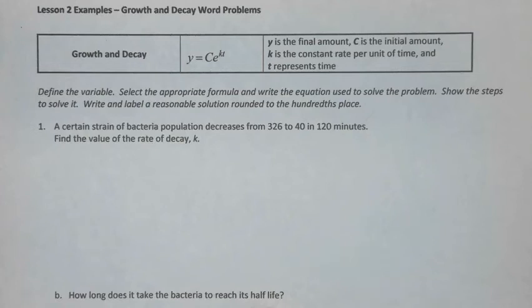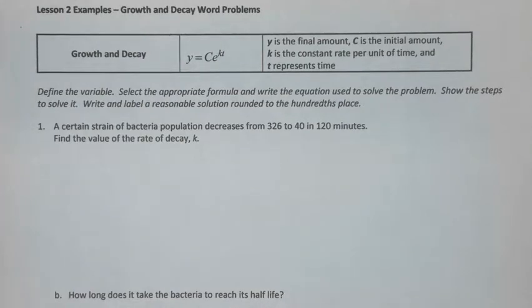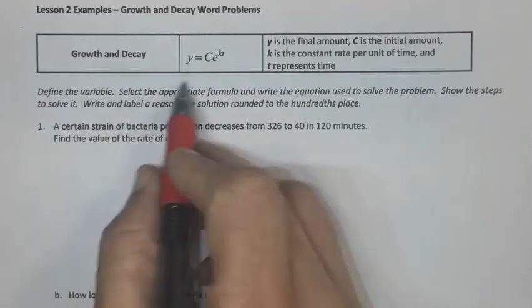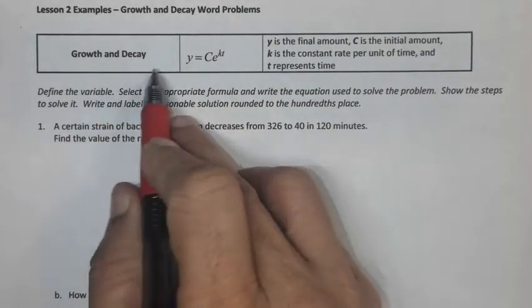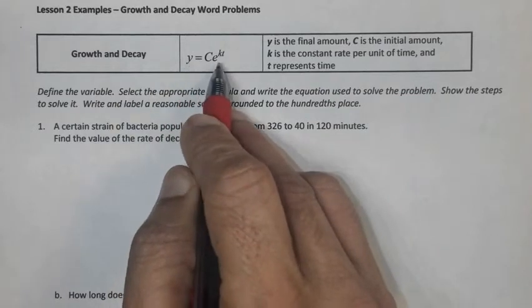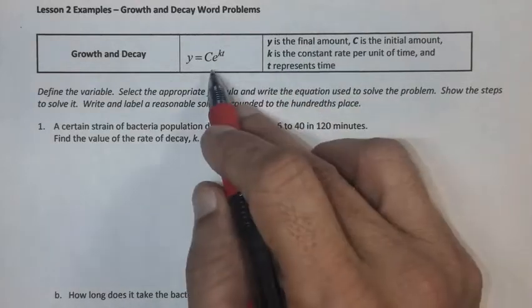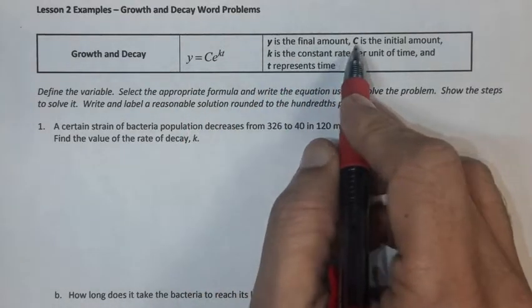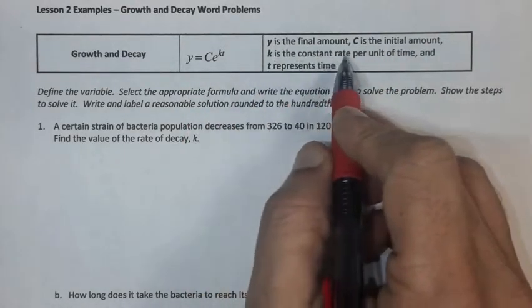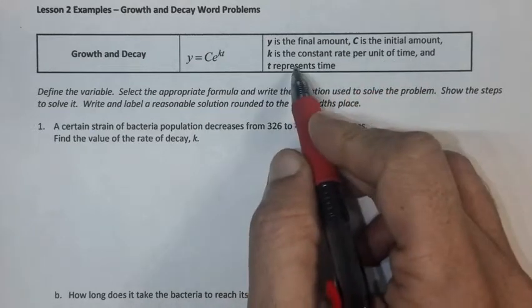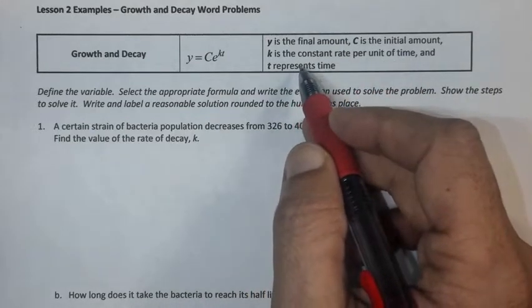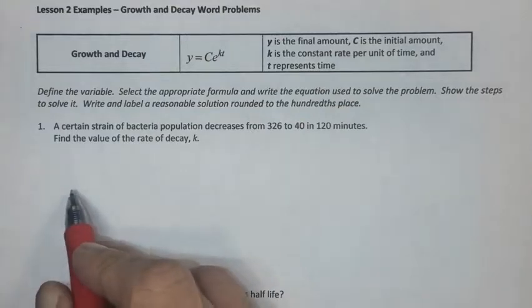In this video, we will explain the growth and decay word problems. First, we need to understand the formula. The growth and decay formula is y is equal to c e to the power of kt, where y is the final amount, c is the initial amount, k is the constant rate per unit of time, and t represents the time.